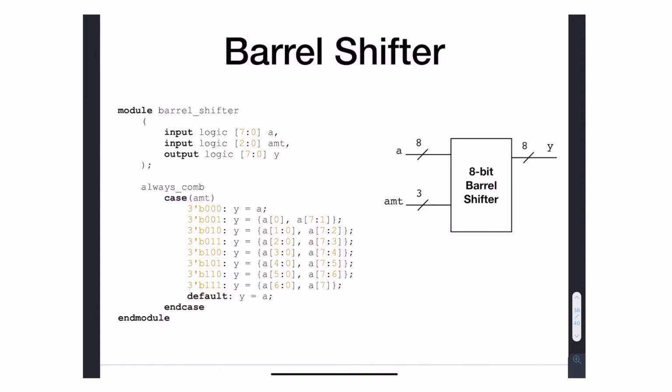I want to build a barrel shifter, and that barrel shifter has to be more than 8 bits. Let's say 100 bits. If it's 100 bits, you're going to actually have to do a lot of cases and account for all of them. Chances are you're going to make mistakes and your code is not going to be scalable.